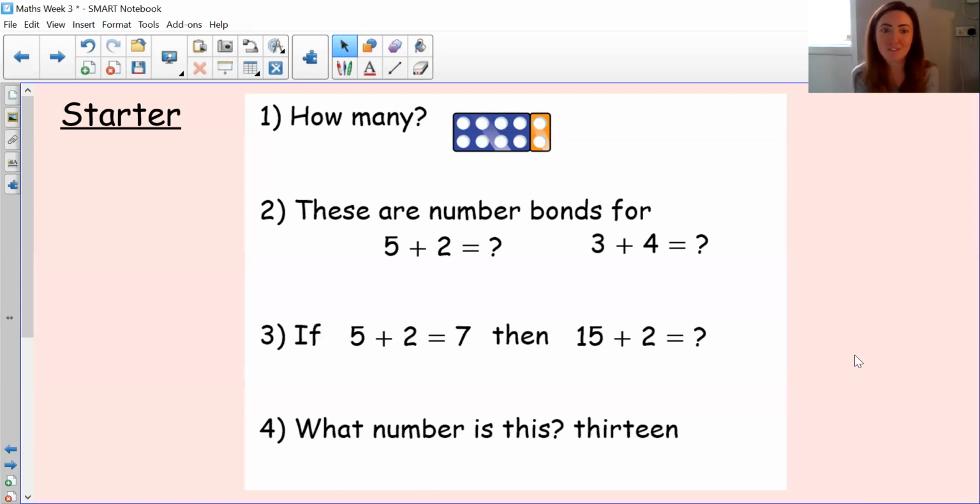Okay, time for our fast four. Question number one, how many does this Numicon represent? Question two, these are number bonds for what? Question three, if 5 add 2 equals 7, then 15 add 2 equals what? And number four, what number is this? Have a look at the number word, what number is it?